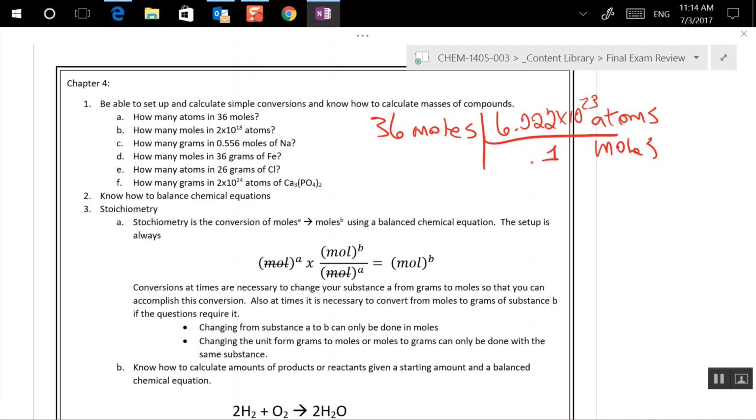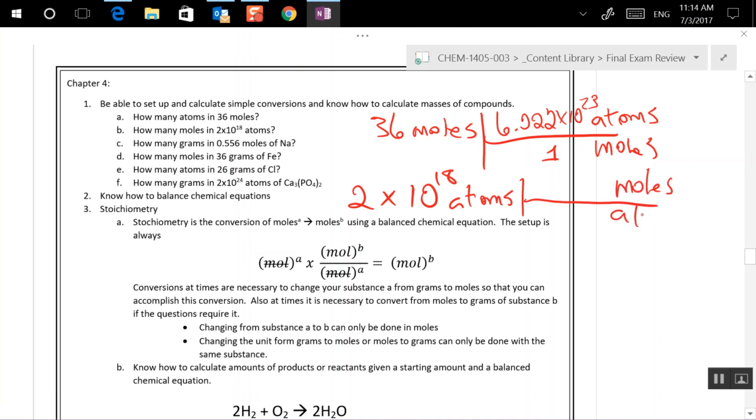How many moles in 2 times 10 to the 18th atoms, right? So 2 times 10 to the 18th atoms to the moles from the atoms. Now this is just the opposite, right? 6.022 times 10 to the 23rd over 1. Okay? All right.